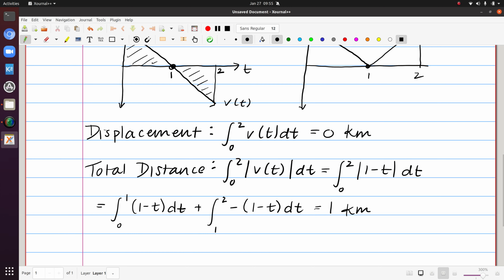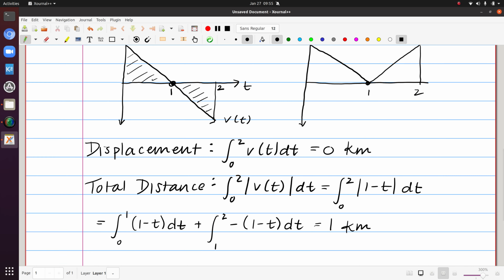In these problems, it's going to be really important, of course, to pay attention to what's being specified. Is it the total distance or is it the displacement? And we have to be very careful when integrating the absolute value of a function, as we've seen in this example here.